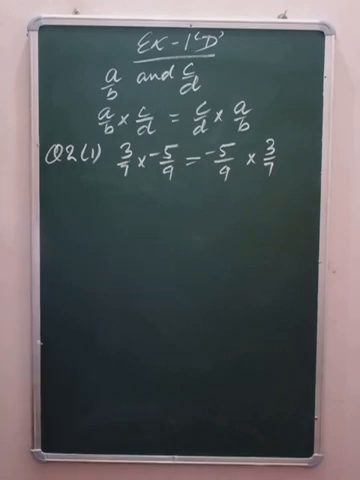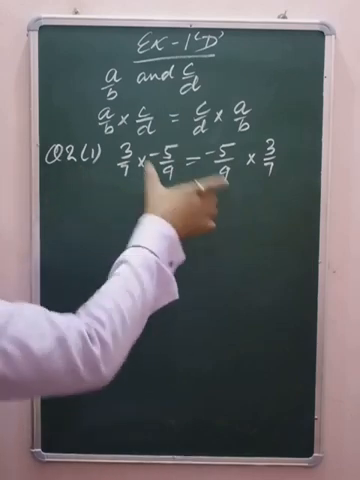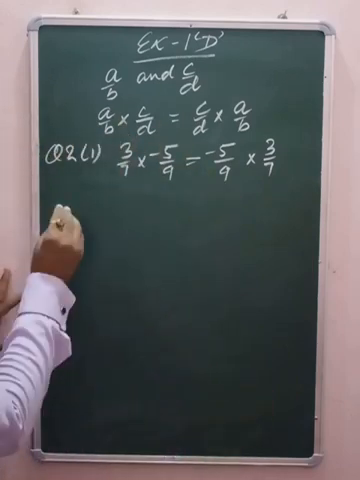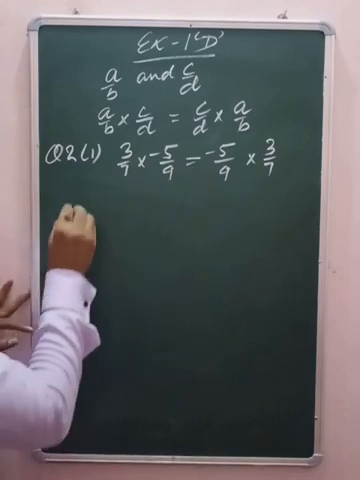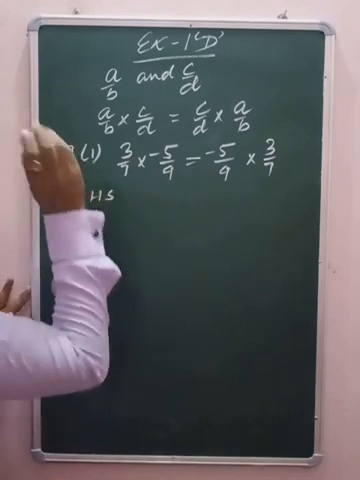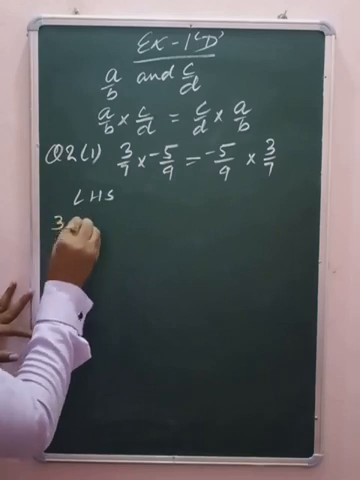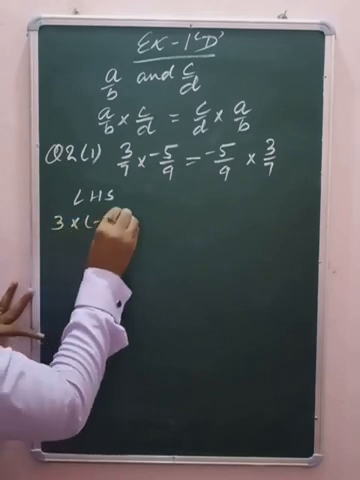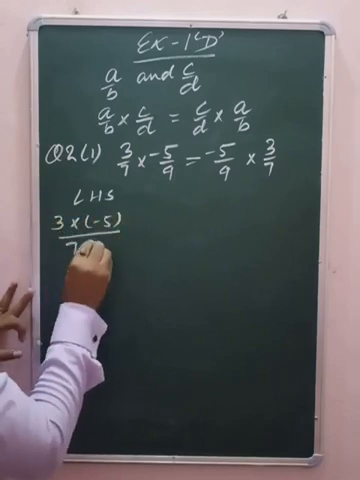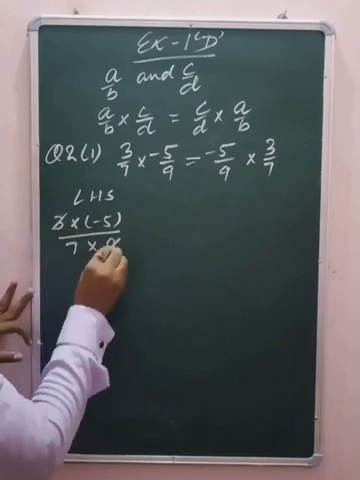What we have to do? We have to verify that this given statement is true. So to verify, we will solve it in two parts. Firstly, solve the LHS. Here we get 3 into minus 5 by 7 into 9. Here 3 threes are 9.